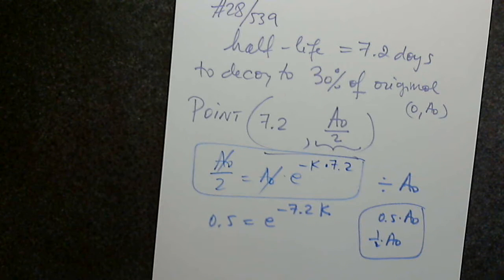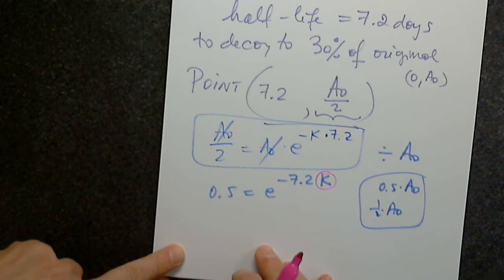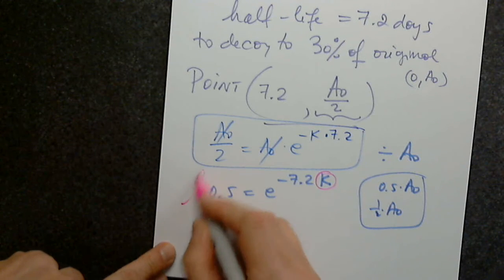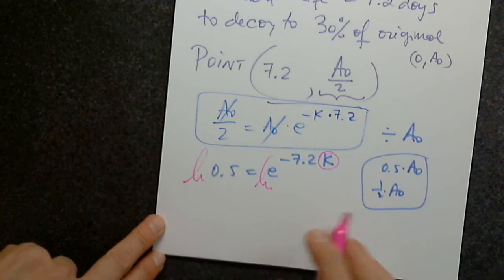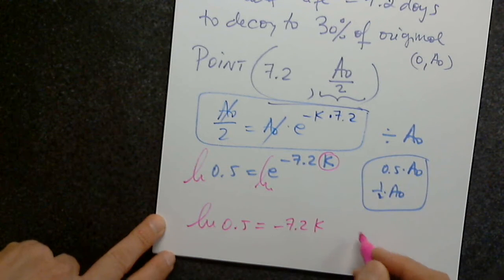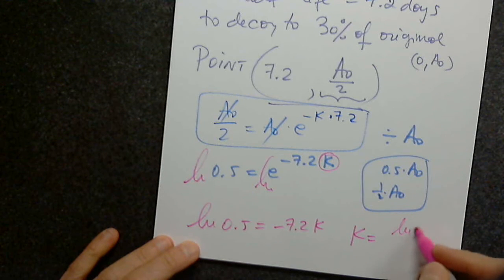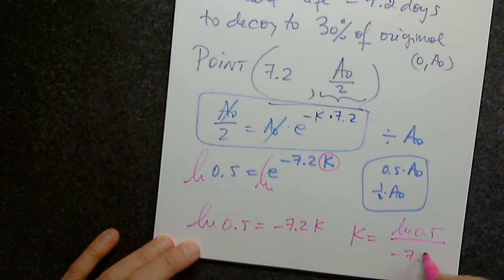And now what? What can I do? I'm solving for k. K is my unknown. I have to. There is no other way. So natural log 0.5 equals negative 7.2k. And then tell me how I get k. It must be natural log 0.5 over negative 7.2.